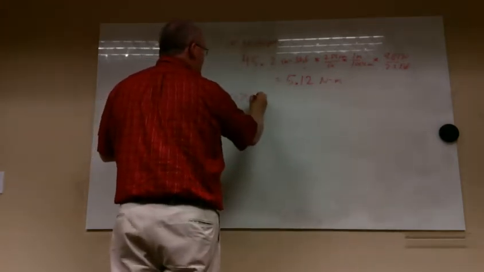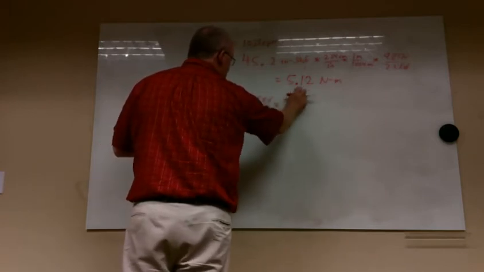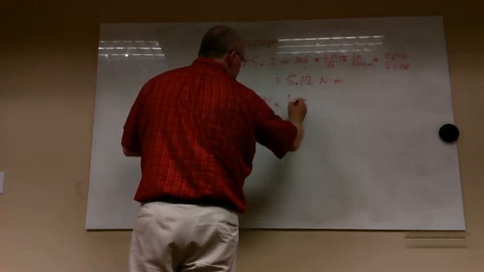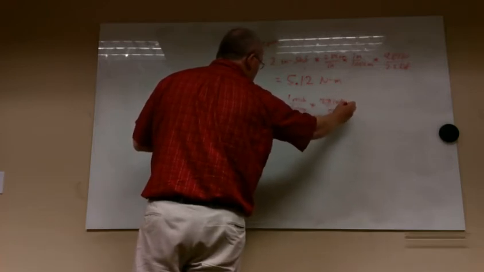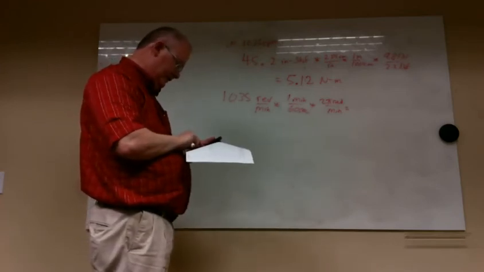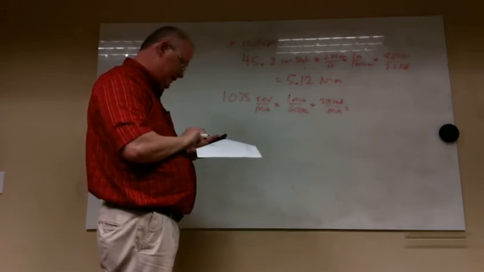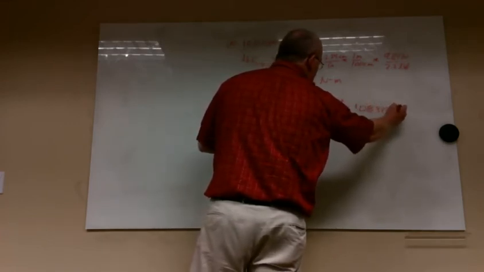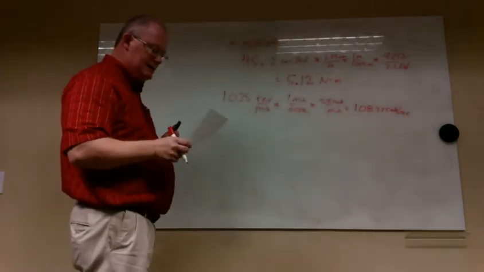1035 rev per minute times 1 minute per 60 seconds times 2 pi radians per rev is equal to 1035, enter, 6.28 times 60 divided by 108.33 radians per second. Okay, so we got the torque and the speed, and that's 60 volts.